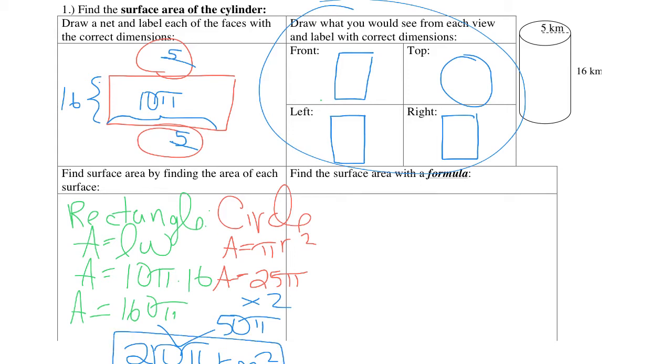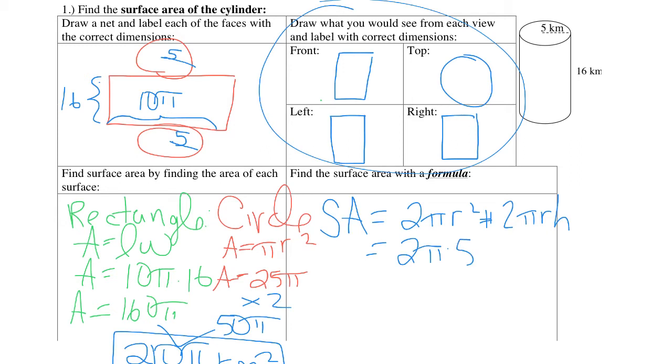Okay, now let's try it with the formula. Our formula says that the surface area is equal to 2 pi r squared plus 2 pi r h. All right, let's fill in. Our radius is 5, so 2 pi times 5 squared plus 2 pi times 5 times 16.